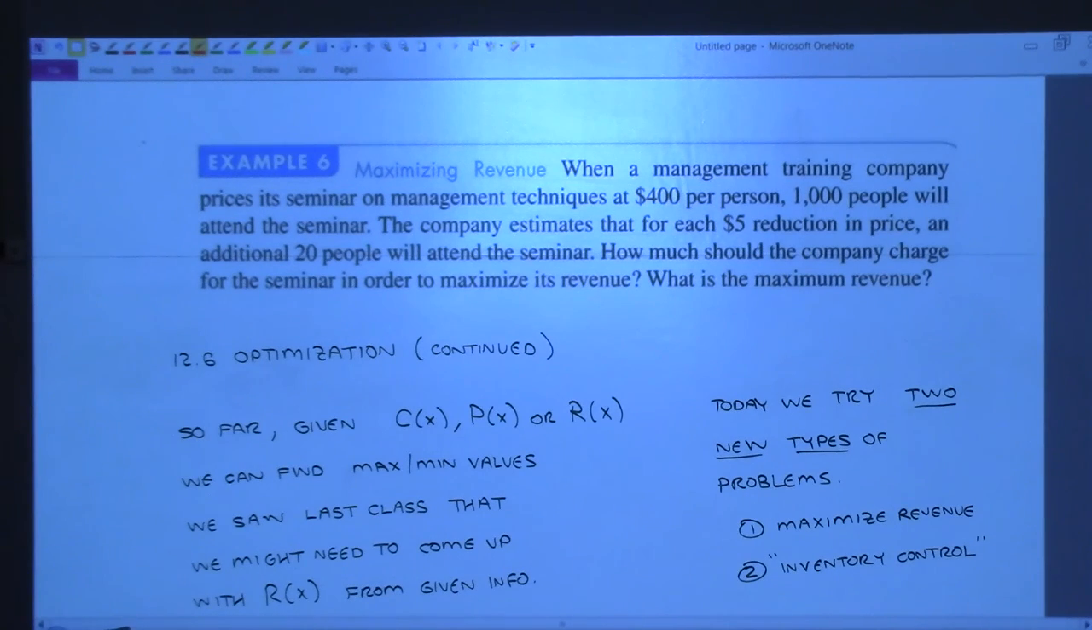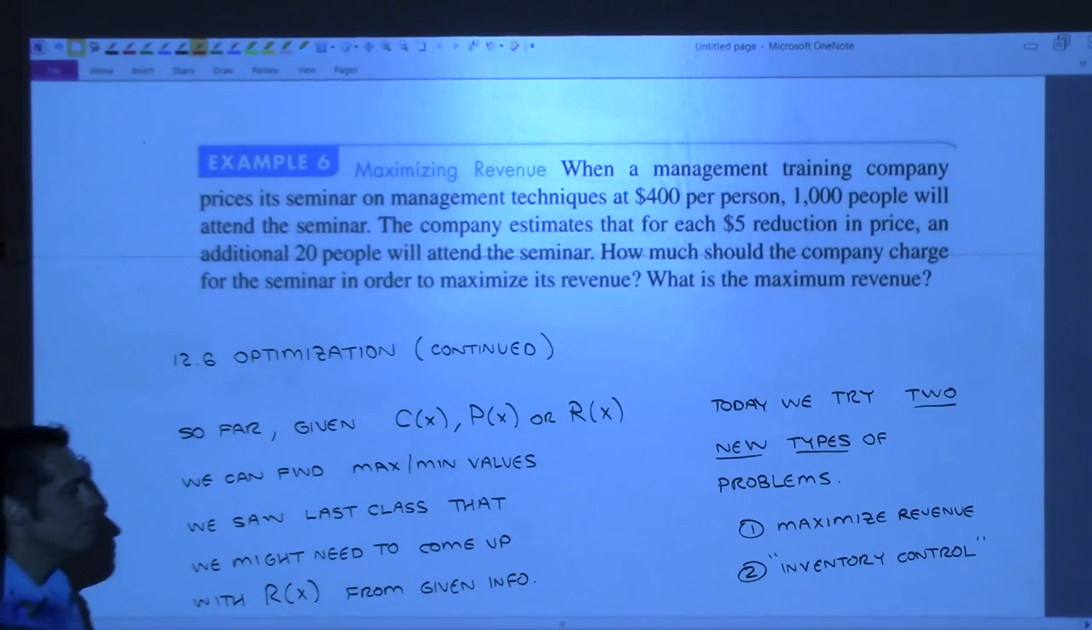The last example that I did, we were given a price-demand equation, and we had to come up with the revenue, and then we were given the cost function. We had to come up with the profit function, and then we found the maximum revenue and all that stuff, right? That's what we ended with last time. Y'all remember that, I'm sure, right? It's like 48 hours ago.